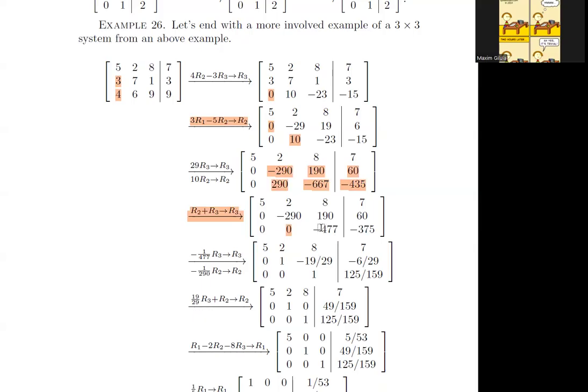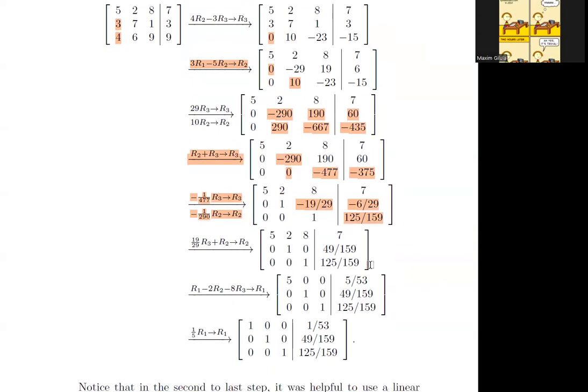To finish solving for z, I could divide the last column by negative 477, and I get a 1. And also, just to make it simpler, let's also have a leading 1 in the second column by dividing by 290 and minus 1. So I get minus 19 over 29, 6 over 29. I get these numbers. You could just check with a calculator. And then to solve for y, I could add 19 over 29 row 3 to row 2. And these are the numbers I get.